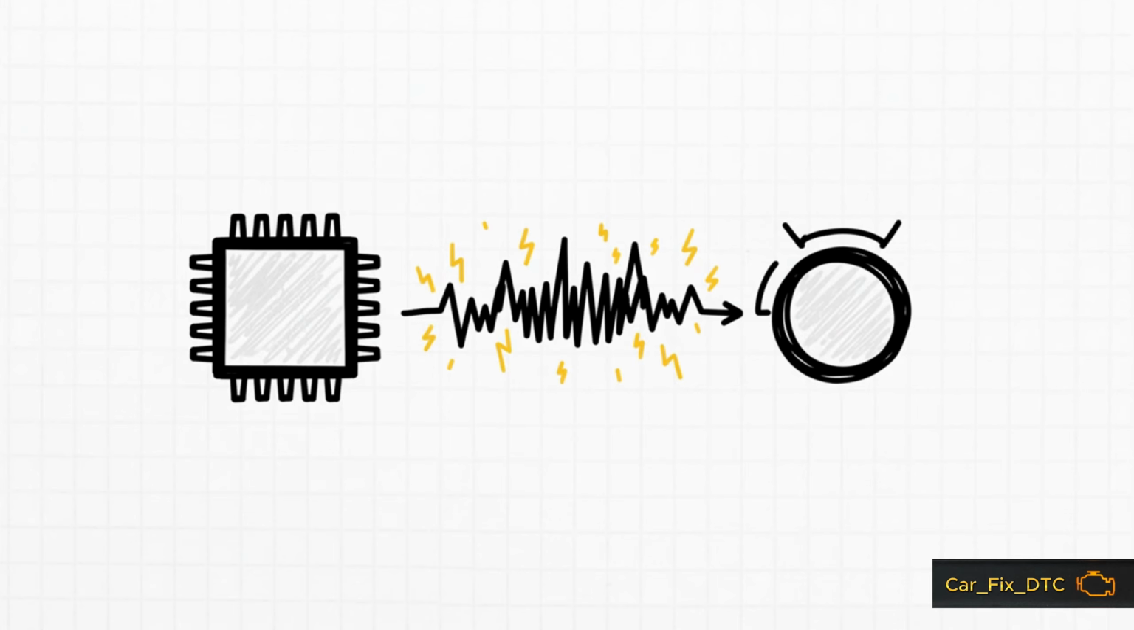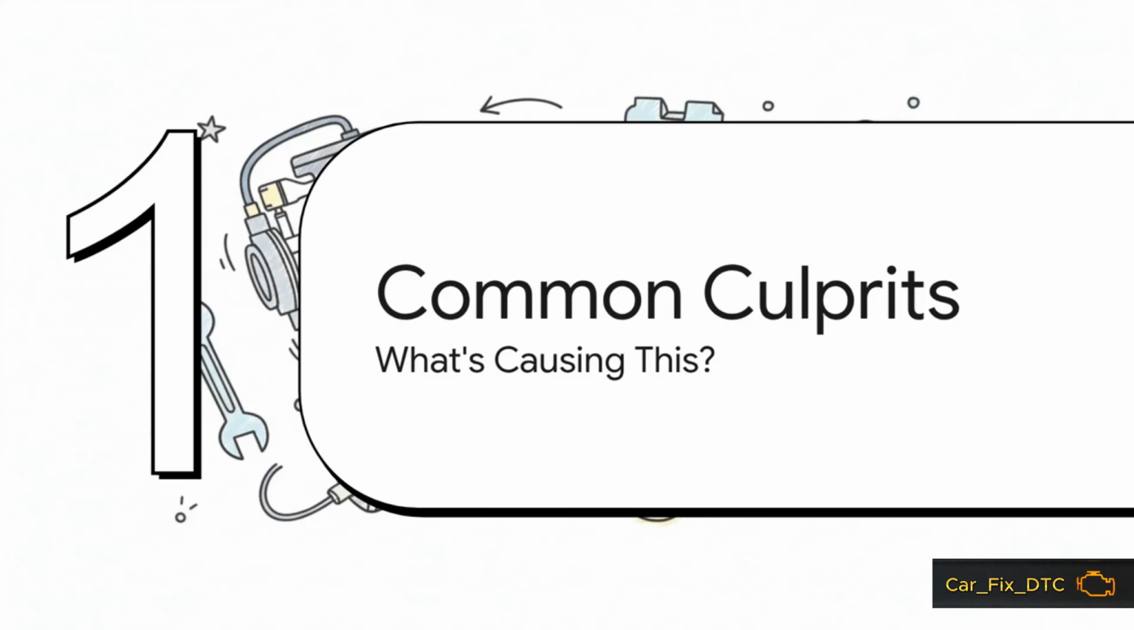So, when you get a code P1125, it's just like having static on a phone call. That conversation we were just talking about, it's all garbled. The car's brain is hearing something unexpected from the translator, and it's throwing up a red flag to let you know. Now that we know what's happening, we've got to figure out why. What's causing all that static on the line? Well, it usually comes down to one of three usual suspects.